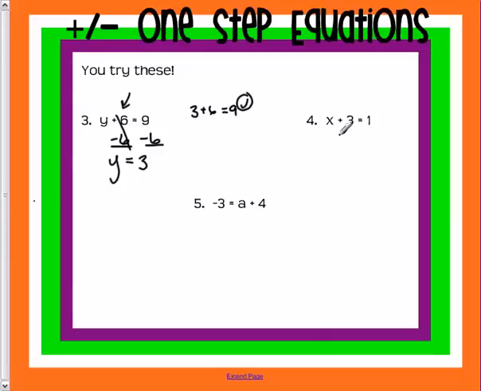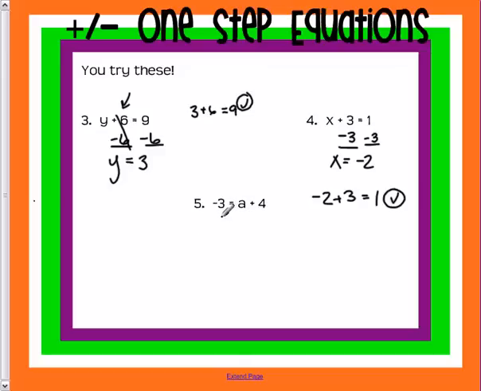What number plus 3 equals 1? Well, if we take 3 away from both sides, because these are inverse operations, they're opposite, I get negative 2. And if I check it, negative 2 plus 3 really does equal 1, so it works.